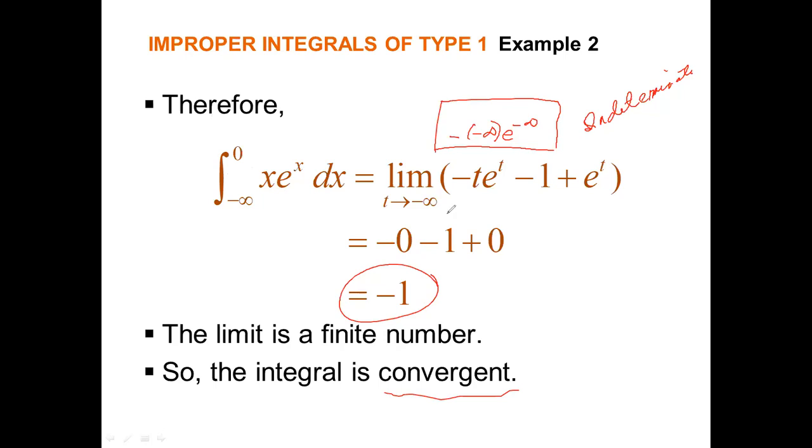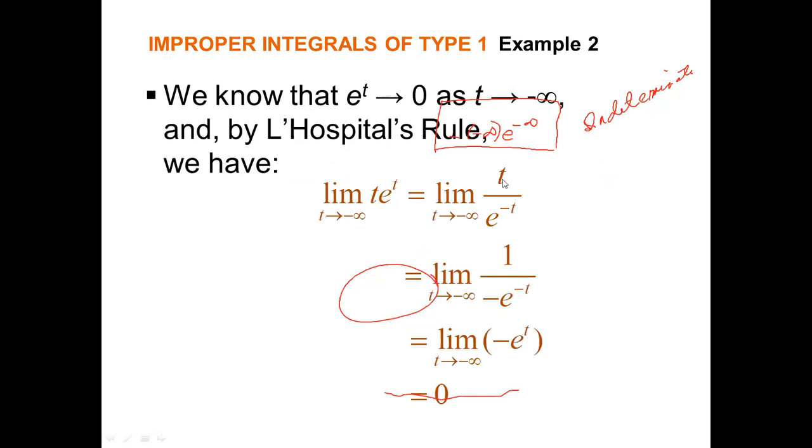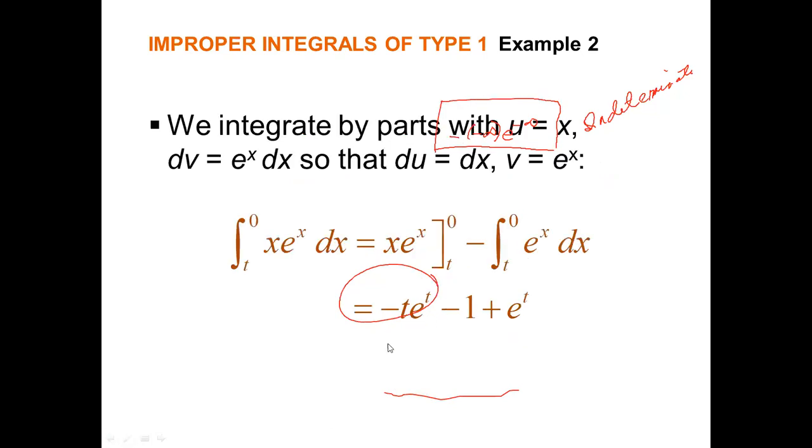So the process that we did in the previous slide is for us to be able to determine the indeterminate value, because you need to evaluate this particular term of the limit as t approaches negative infinity. So actually, this one is the integral from t to 0 when the limit is t approaching negative infinity.